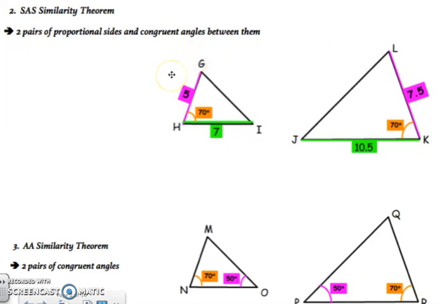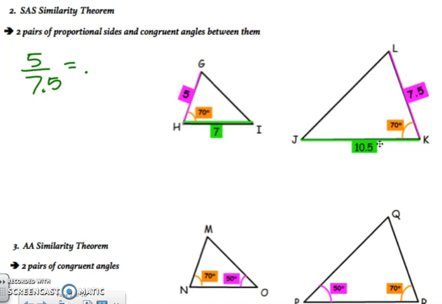Next one is side angle side similarity. So if you know two sides that are proportional, and the angle between them, you've got side angle side. So a little bit less work. You just have to check two sides now. So I'm going to say 5 over 7.5 when I type that in the calculator.